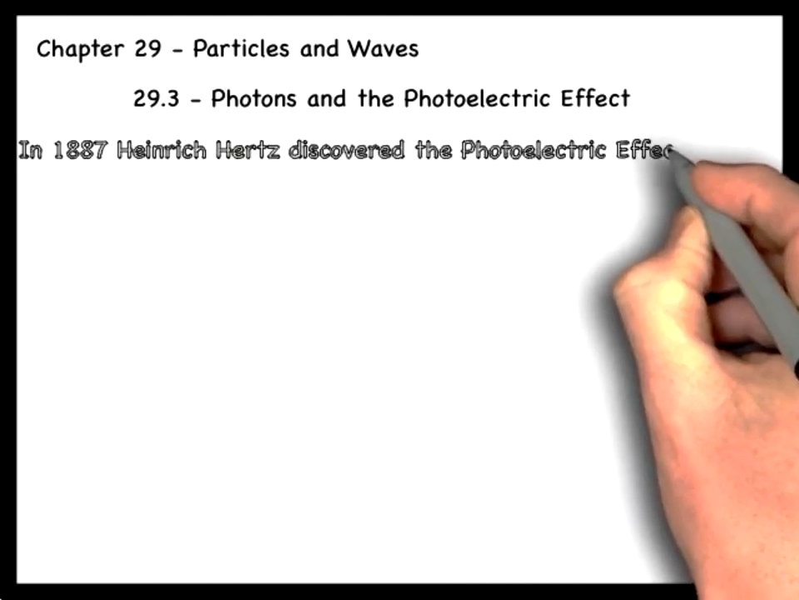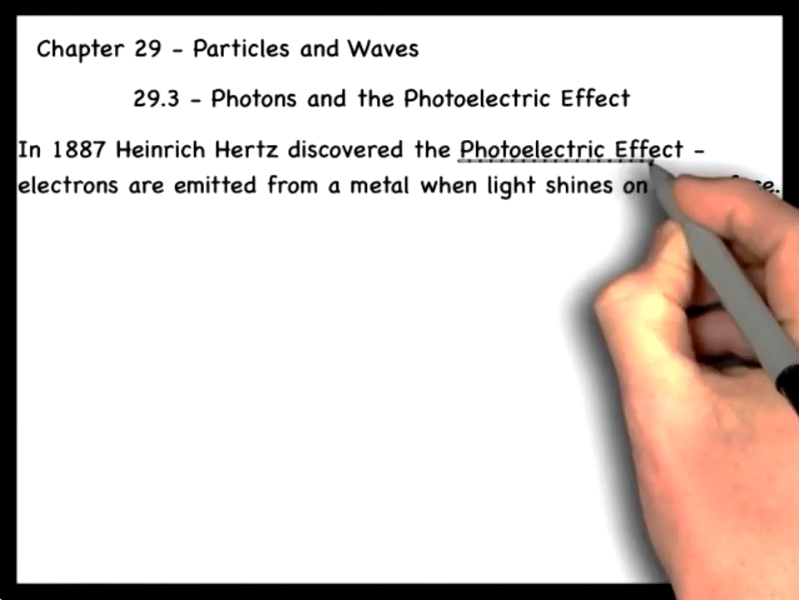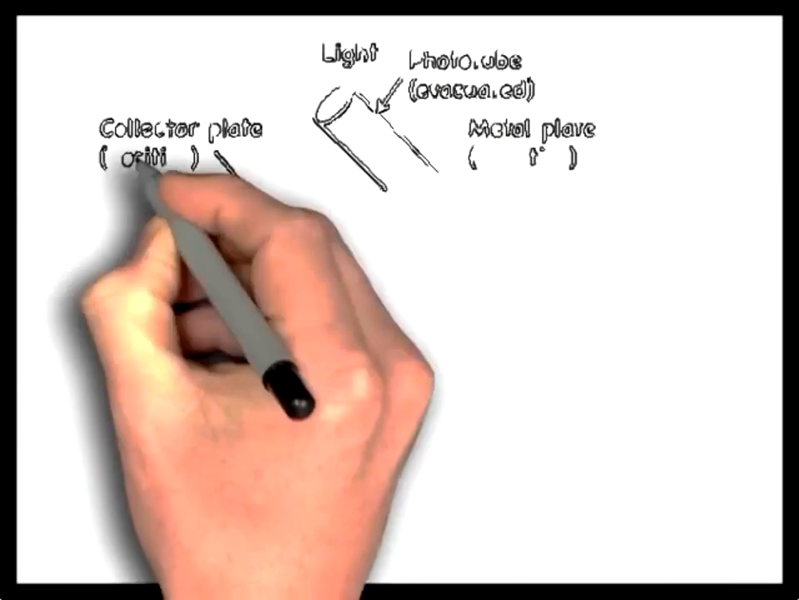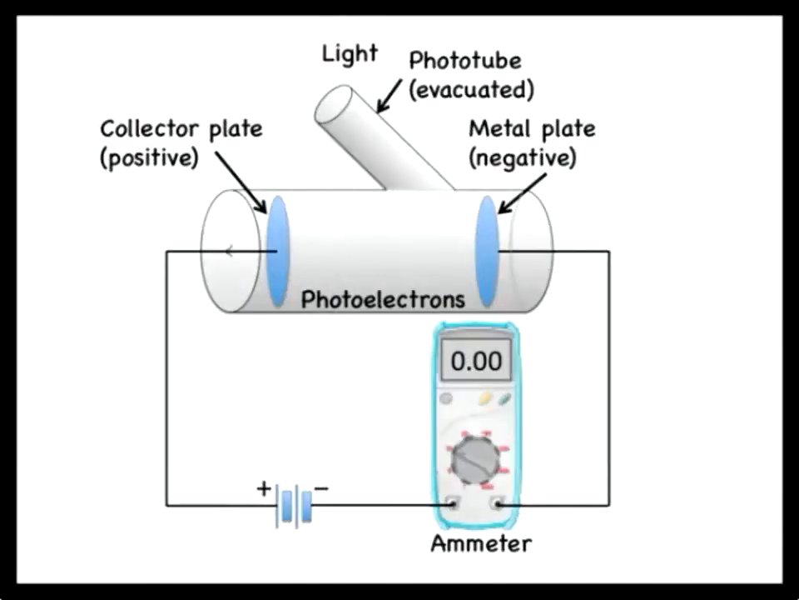In 1887, Heinrich Hertz discovered that when light shines onto the surface of a metal, electrons are emitted, which is known as the photoelectric effect. The following figure indicates a typical setup for observing this effect. Light of a sufficiently high frequency f illuminates the surface of a metal, causing electrons to be ejected.